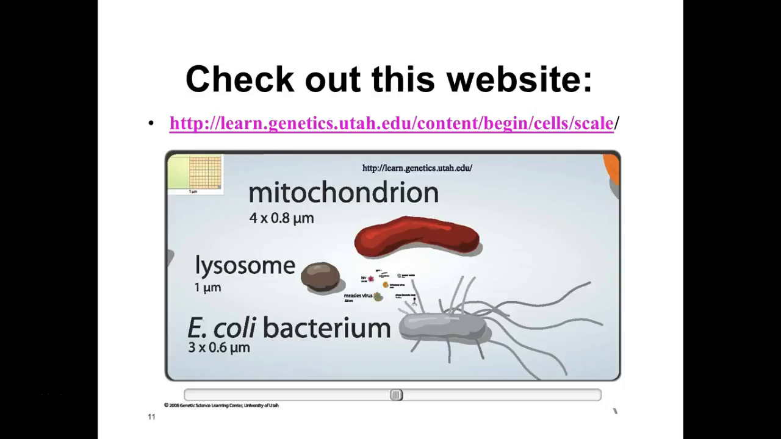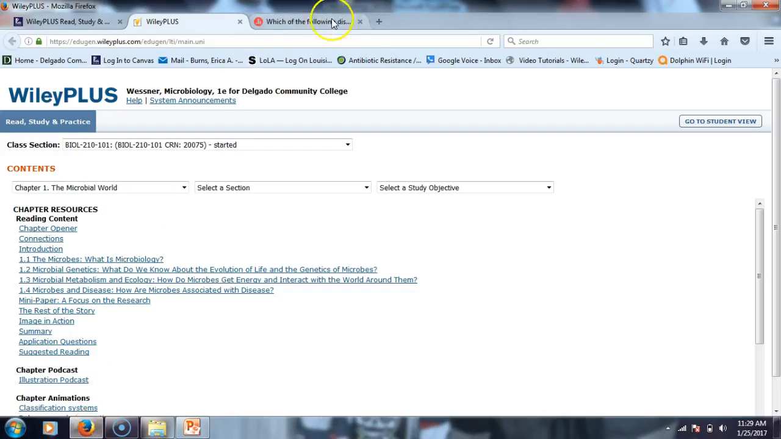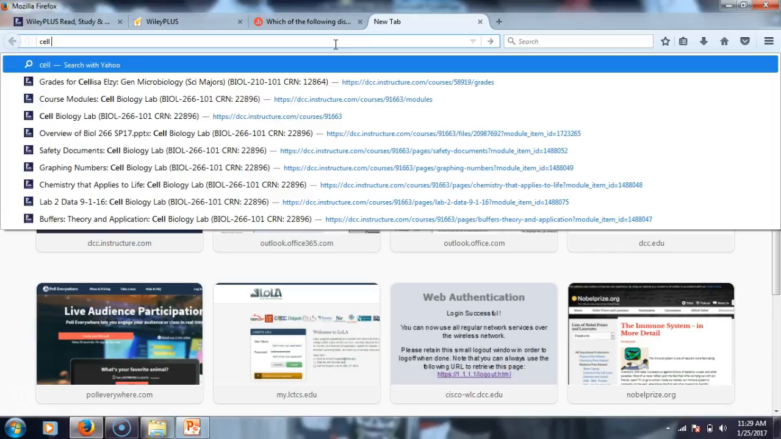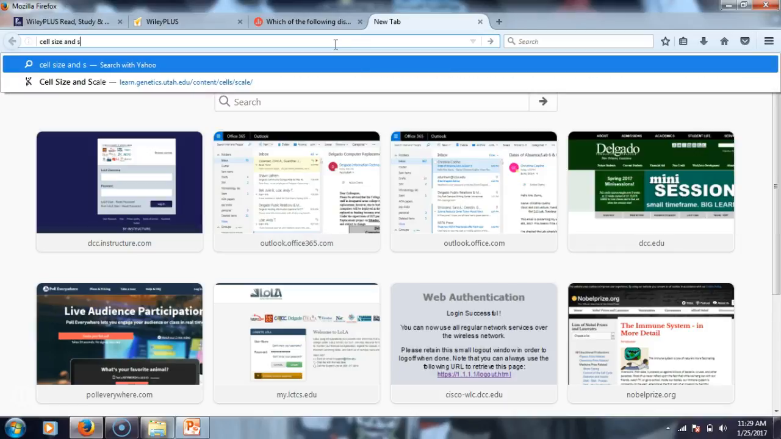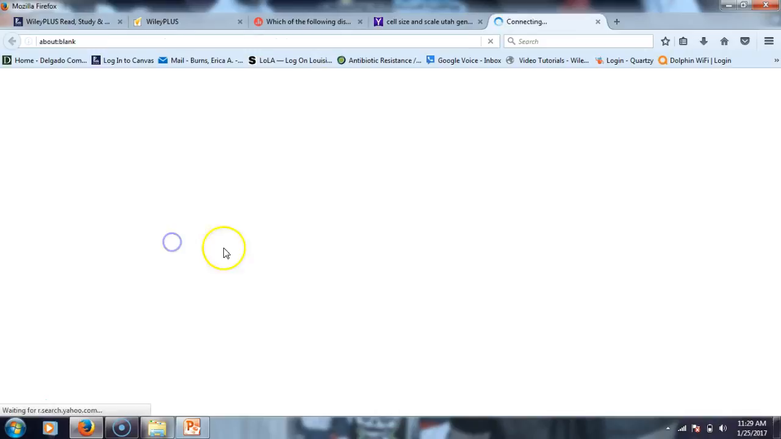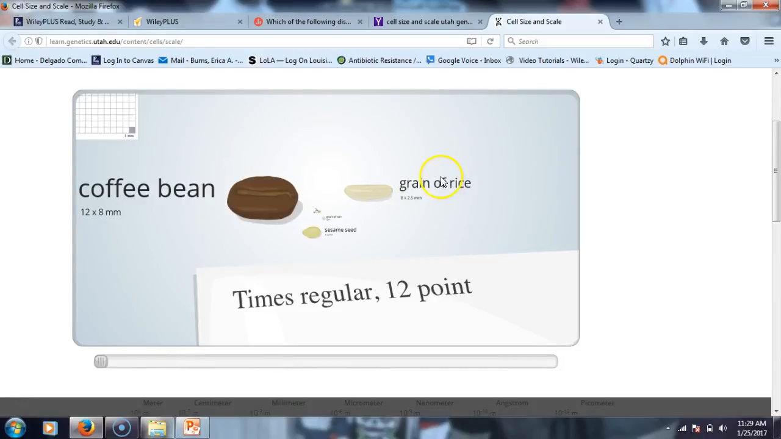So this is one of my favorite websites, and this link wasn't working for me yesterday. A student turned me on to this years ago. So I just do a quick web search, right? The internet is a wonderful place if you know where to look. So I want cell size and scale, and it's Utah, and it's actually their genetics division that put together this. So I should hopefully be able to find it. There it is. And so now it's interactive instead of just a screenshot. So they did this really cool interactive.